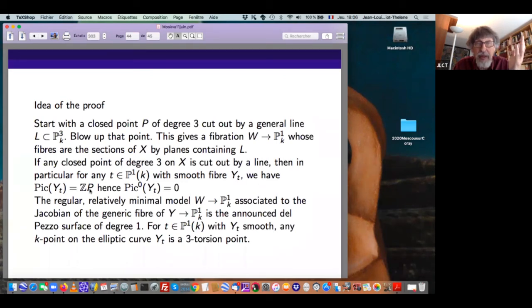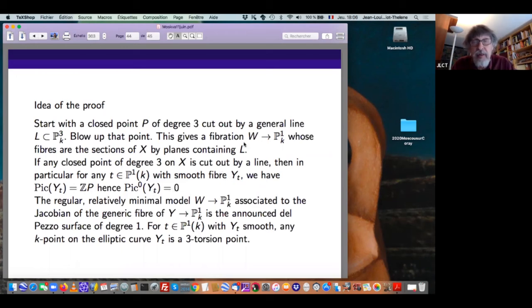Just so you think of your computer, it's very easy. If you have an elliptic curve in the plane, which has a closed point of degree 3 cut out by a line, and any other closed point of degree 3 has to lie on a line, then you find that the Picard group is reduced to Z times P. And in particular, the degree 0 part of the Picard group of Y_t is reduced to 0.